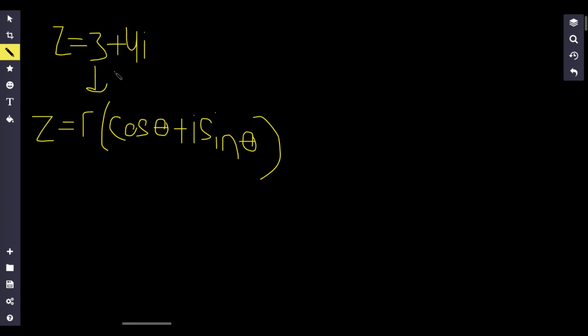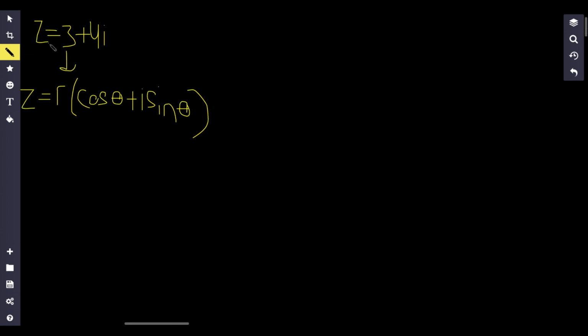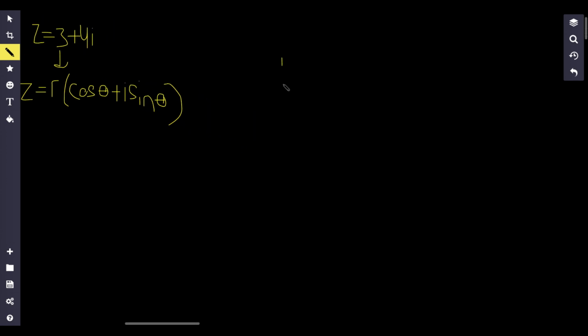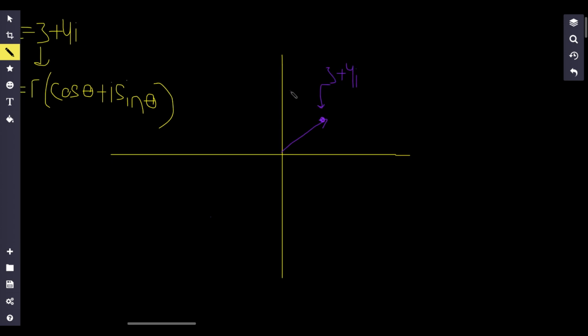The first thing you want to do is graph this complex number out. So let me graph it out. Now 3 plus 4i is going to be located somewhere here. So this point right over here is 3 plus 4i. That's going to be where our complex number is located.